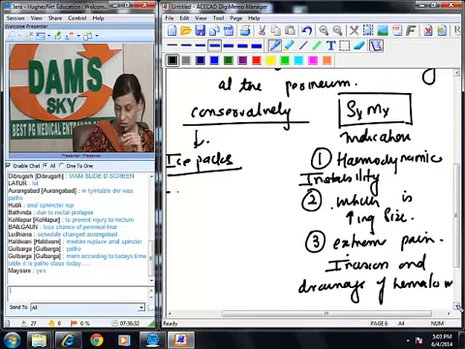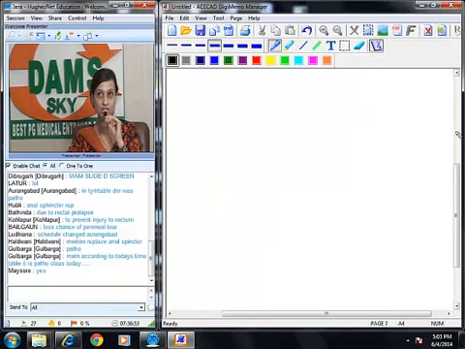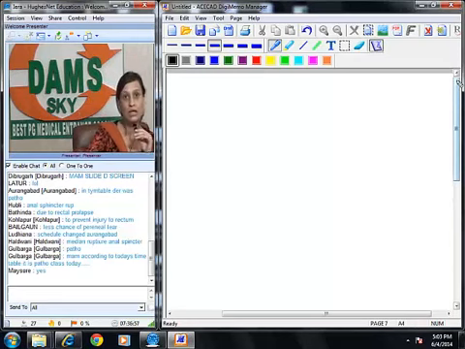Along with ice packs, we do vital monitoring. So we want to see the vitals of the patient and we want to ensure that the vitals are not deteriorating, right? So this is about what we call as genital tract trauma, or the more common types of genital tract trauma. A rare type of genital tract trauma is uterine rupture.